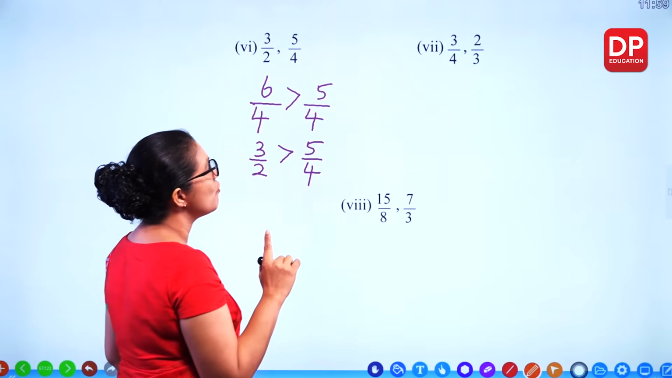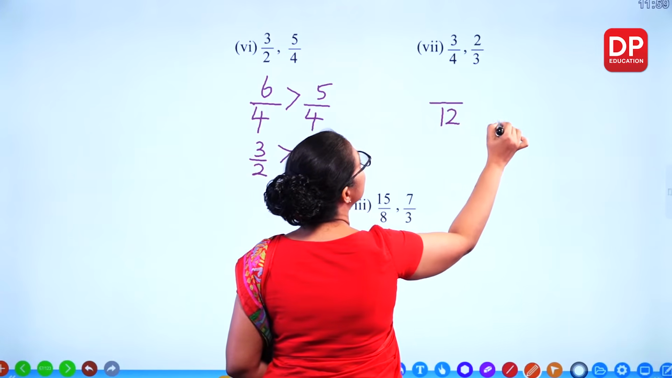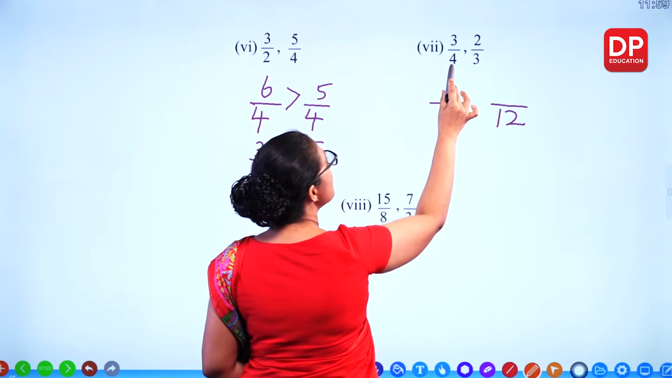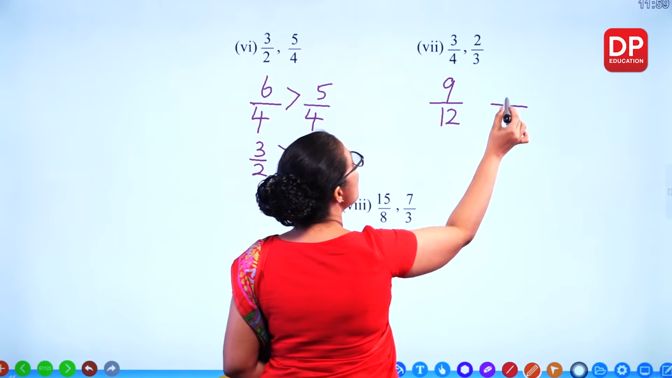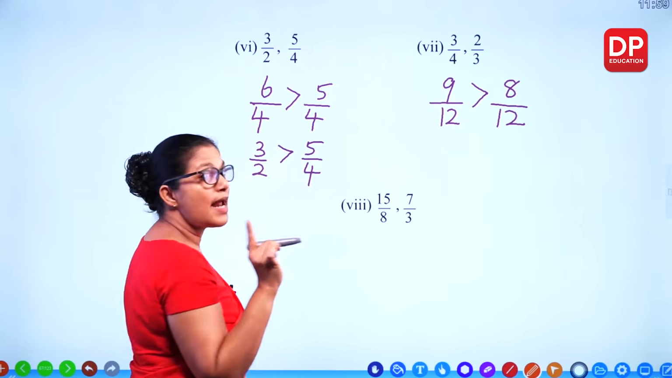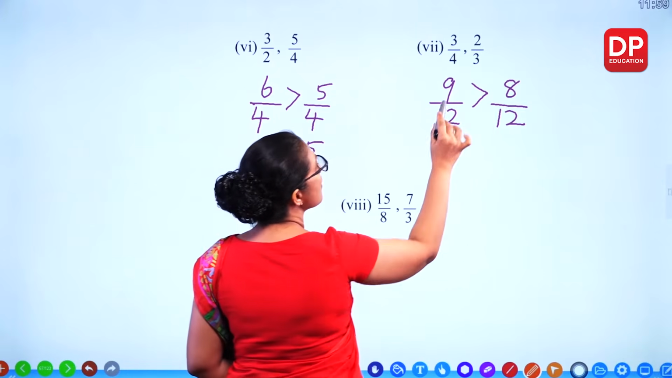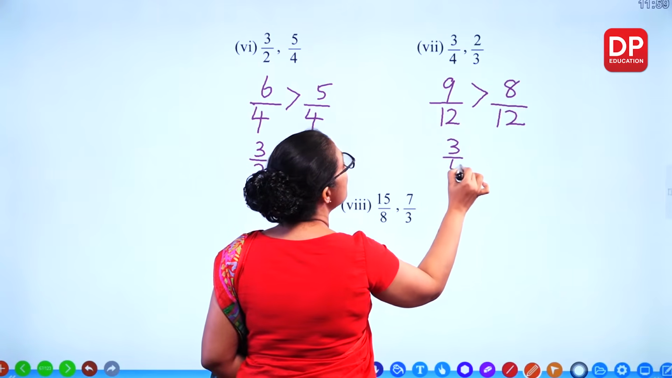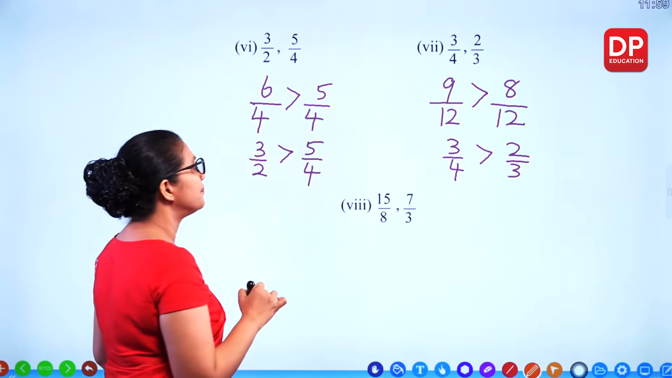This one, 3 over 4 and 2/3. Convert to the same denominator. The common one is 12. Multiply this by 3, you get 9. This by 4, 4 times 2, 8. We can see 9 is greater than 8. That means this one is more than this. I can write 3/4 is greater than 2/3.